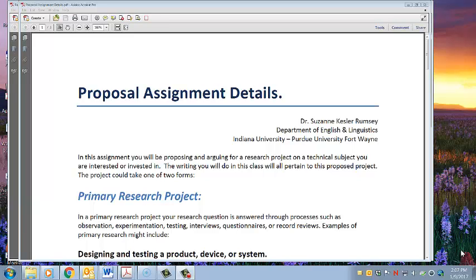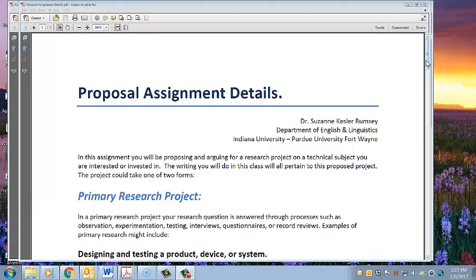And you're going to be arguing or proposing for a research project of some kind. Some of you are going to be proposing a primary research project, and some of you are going to be proposing a secondary research project. One thing to keep in mind is that all of the writing that you do in this class, so this is a semester-long project, right? You are proposing work to be done over the entire semester, so it has to be good. It's a 400 level course, whole semester project.